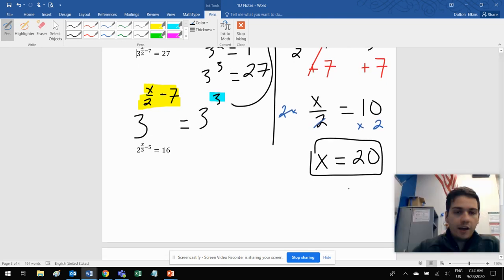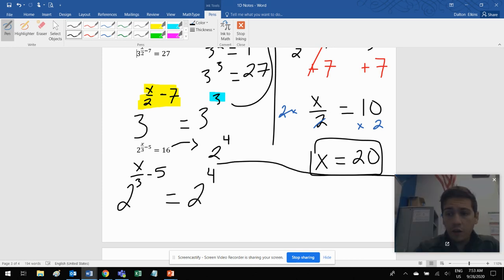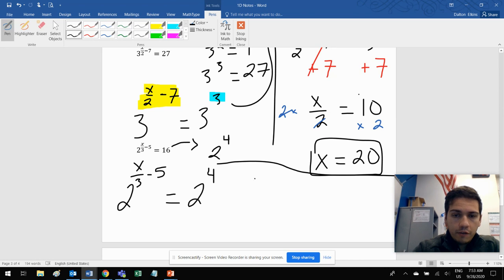Let's look at another one. Here we have 2 to the power x over 3 minus 5, and it's equal to 16. I'll go ahead and spoil it for you and save you the time: 16 is 2 to the power 4. So I can rewrite this and set the exponents equal to each other. I'm going to draw a line here to get the other problem out of the way. So you have x over 3 minus 5 is equal to 4.